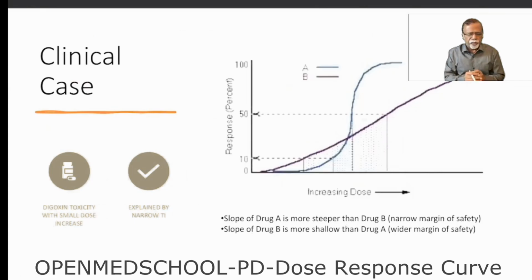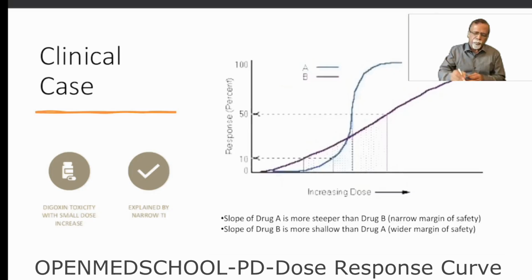Now we take a clinical example. Let us take digoxin. Digoxin produces toxicity with small doses. What is the reason? Digoxin has a narrow therapeutic range. That is the importance of knowing the therapeutic range.